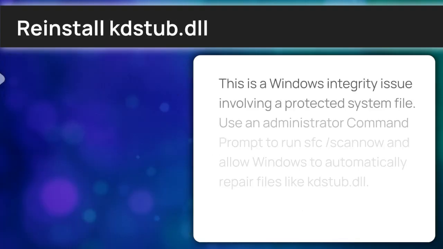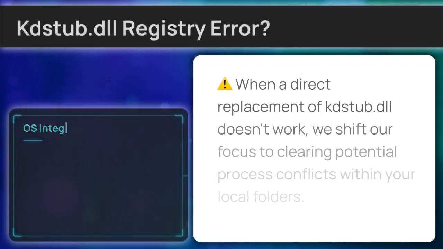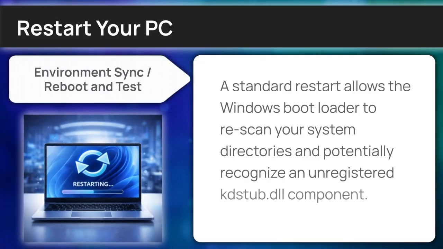This is a Windows integrity issue involving a protected system file. Use an administrator command prompt to run sfc /scannow and allow Windows to automatically repair files like Kdstub Library DLL. In the event the error remains visible, it indicates we need to verify the environment's ability to register new shared resources. A standard reboot clears out temporary memory conflicts and gives the Windows loader another chance to properly register the Kdstub library component during startup.